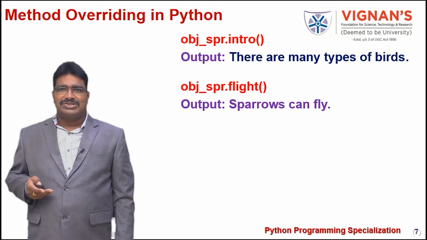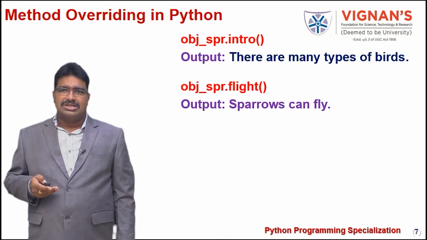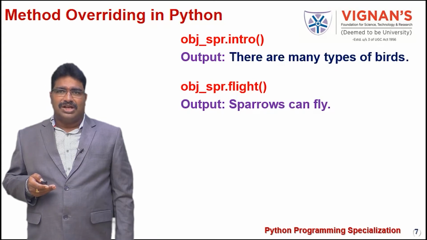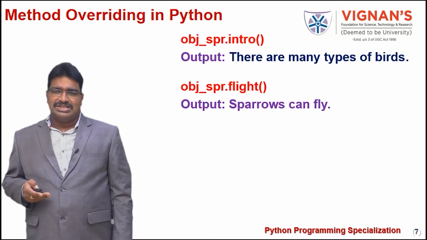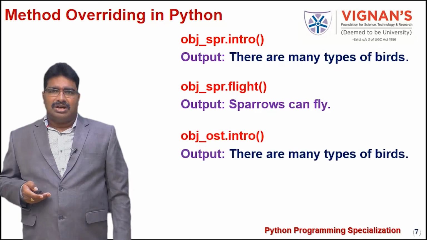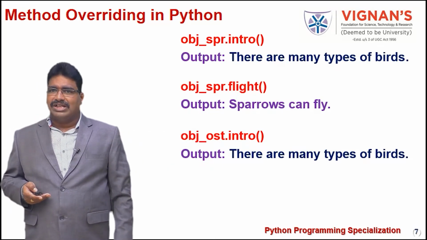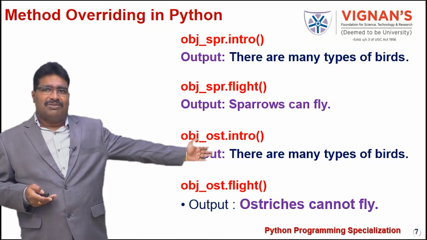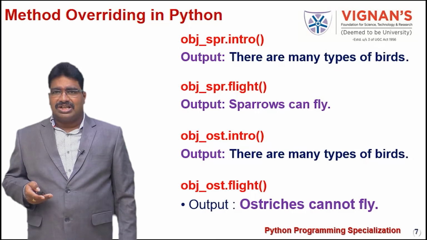Actually, we defined the flight function in the bird class, and as we are using method overriding, we are also defining the flight function in the sparrow class. Whenever we call the flight function of the object of the sparrow class, it automatically executes the flight function of the sparrow class. For that reason, the message sparrows can fly is displayed on the screen. Now we call the introduction function of the ostrich object, that is obj_ost.intro. It displays that there are many types of birds, and when we call the flight of the object of the ostrich class, it displays that ostriches cannot fly.